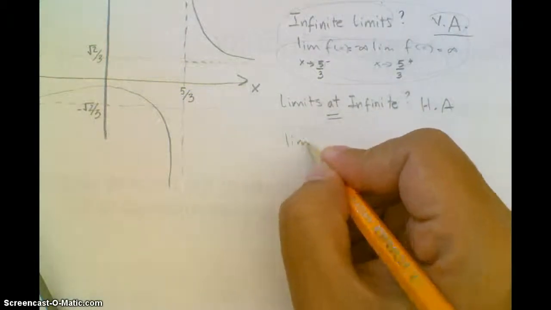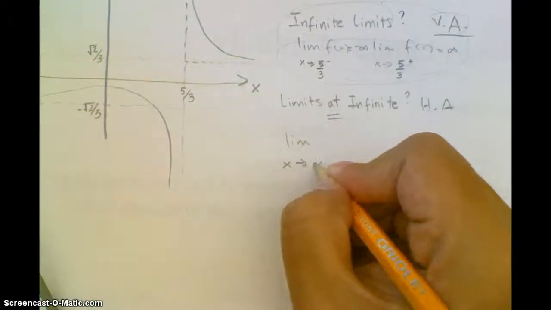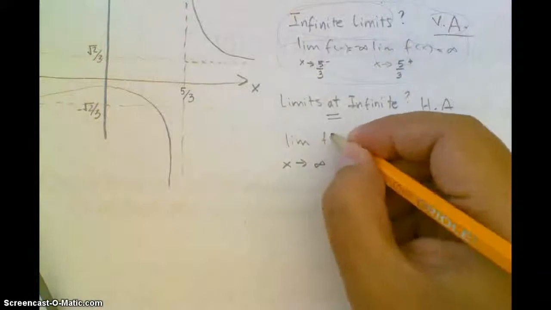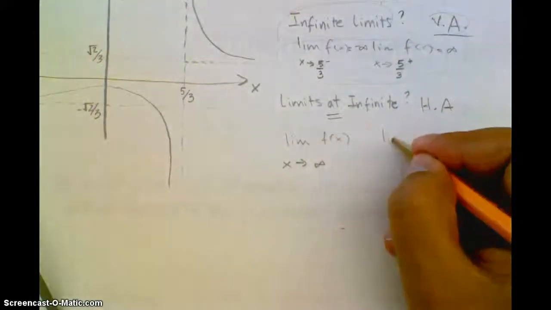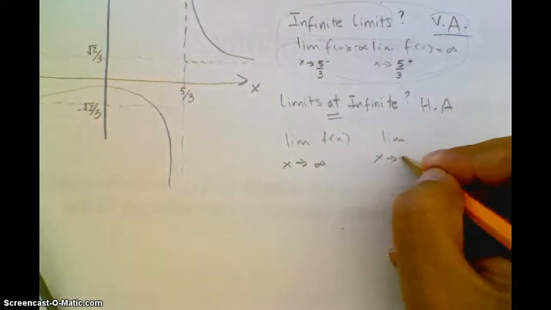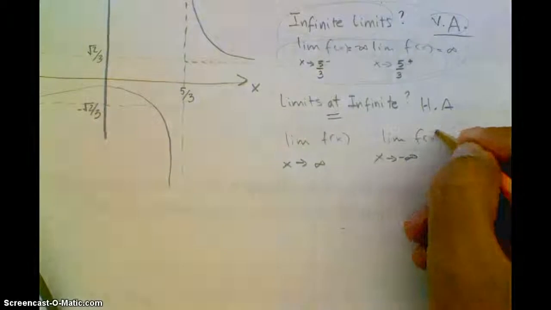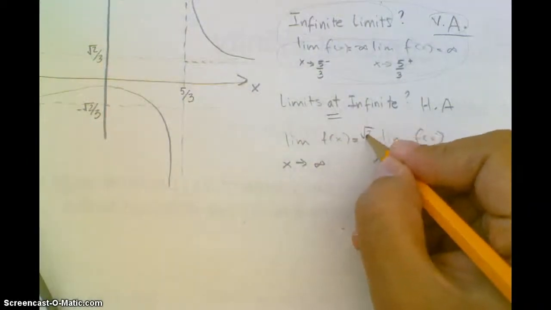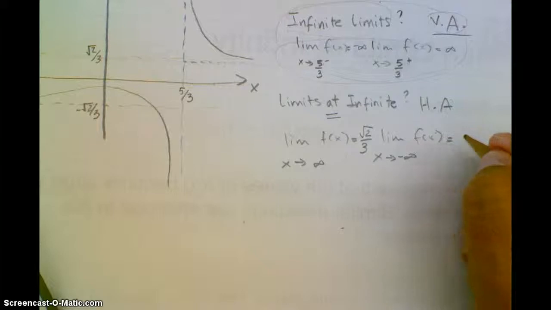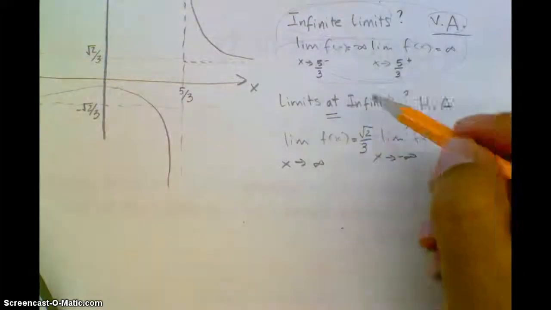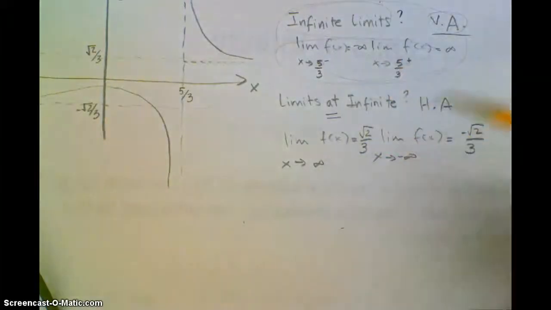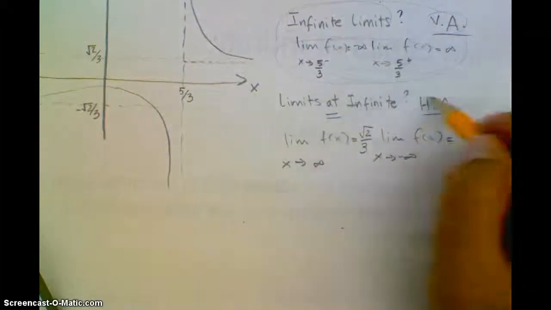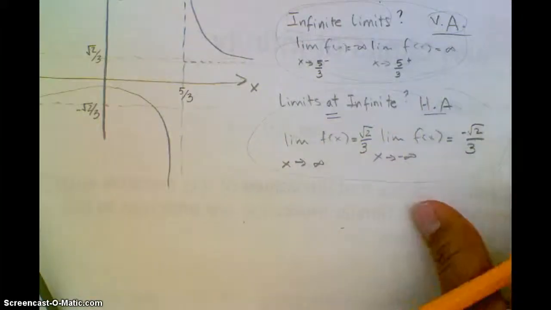That implies the limit as x approaches infinity of f of x, and the limit as x approaches negative infinity of f of x. And you notice how these values actually have a numerical answer, negative root 2 over 3, and I'm not dealing with infinity or negative infinity as my answer. So these four things are equivalent as well.